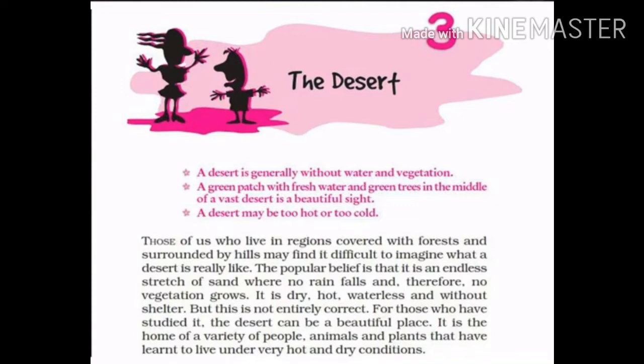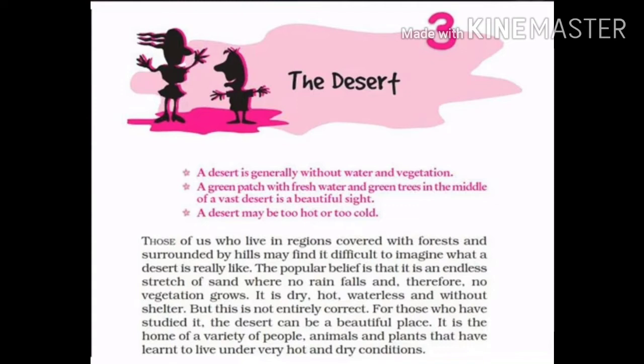And children, we all believe that a desert is a kind of endless stretch of sand. We believe that a desert is only made up of sand, and we also believe that there would not be any rainfall, and so there would not be any growth of plants. It is dry, hot, waterless and without shelter. But this is not entirely correct.